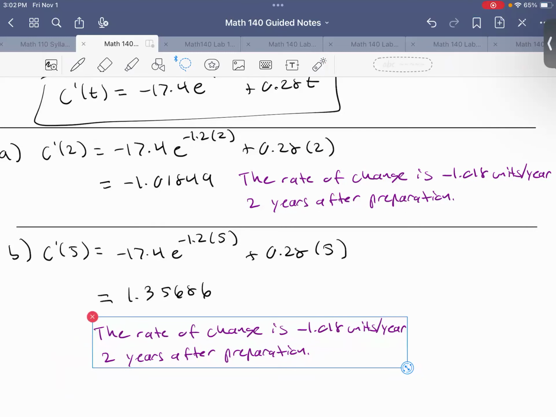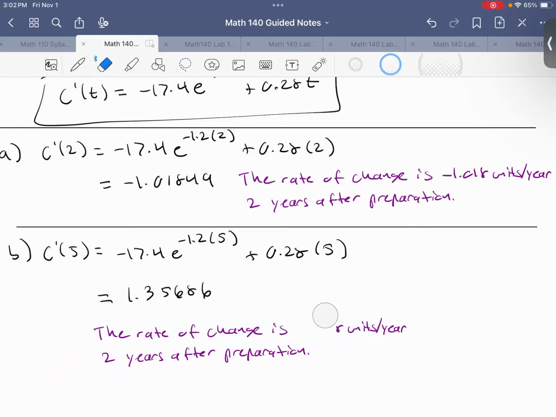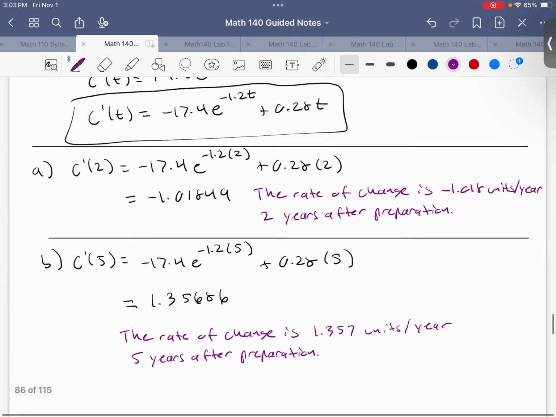And so what this means, I'm just going to copy and paste from our previous answer, that the rate of change is 1.357 units per year, 5 years after preparation. So now it's growing after 5 years.